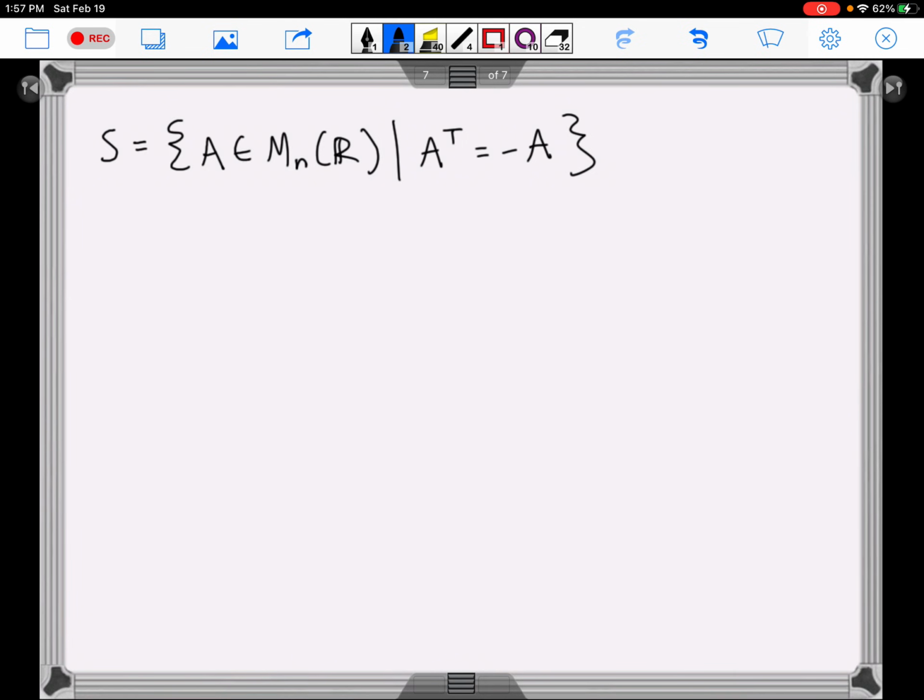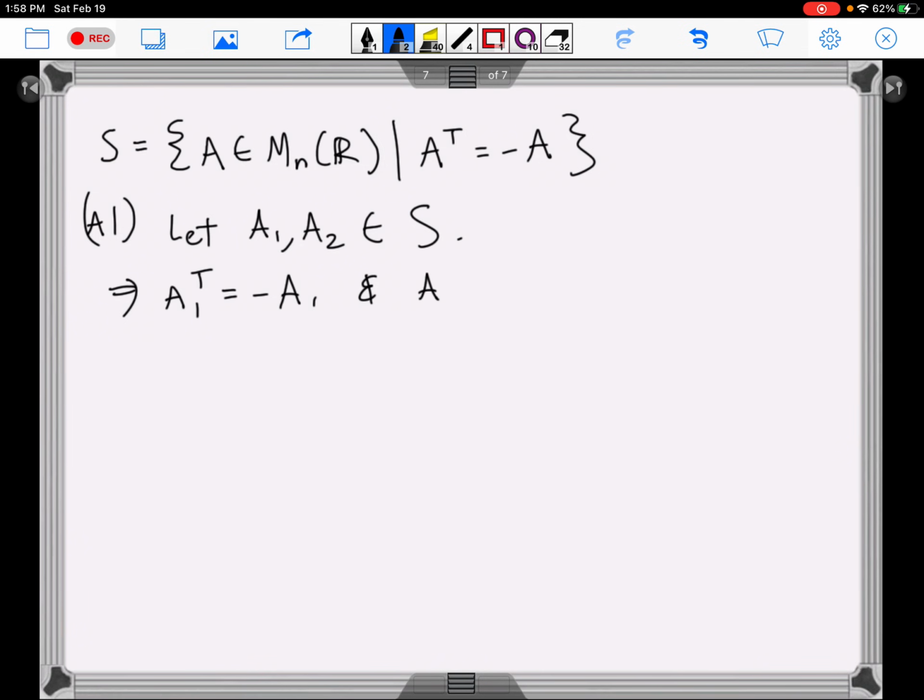And so we want to show both axioms here. So let's start by looking at axiom 1. Remember, we want to show it's closed under vector addition. So let's take two guys that are inside of S. We want to show that their sum is in there, right? Remember, this means if these are both in there, then A1 transpose must be negative A1 and A2 transpose must be negative A2. So what would (A1 + A2) transpose be?